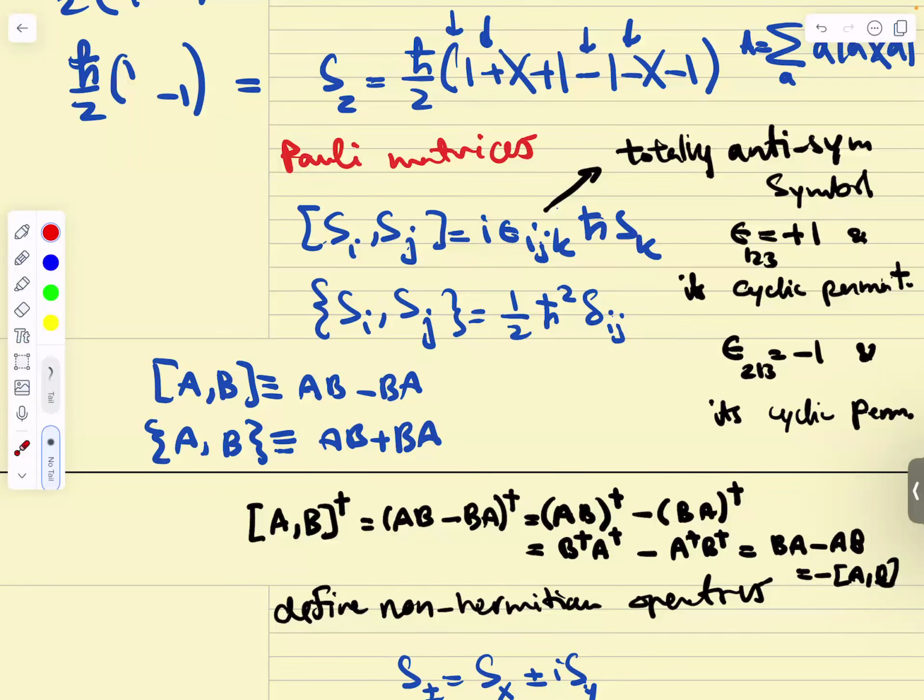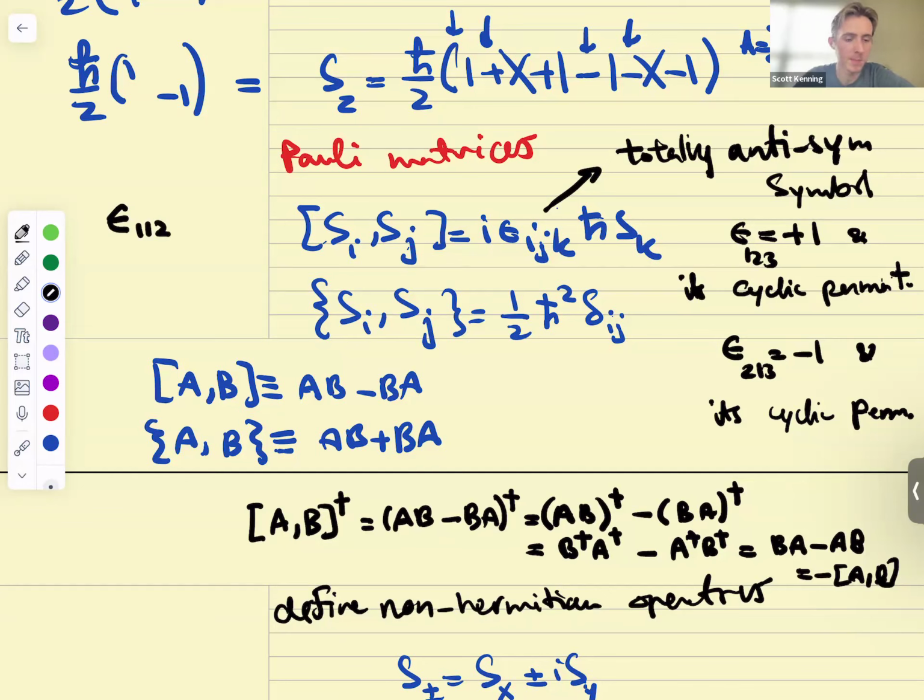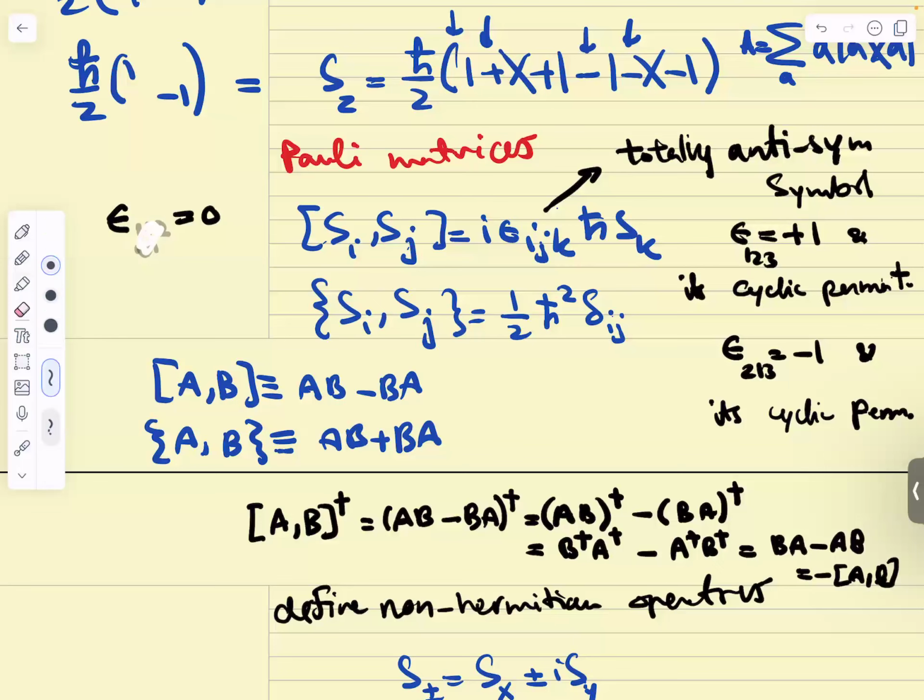Good? Are you guys familiar with the totally anti-symmetric tensor? So first question, what is epsilon 1, 1, 2? 0, right? Why? Because it has to be totally anti-symmetric. If I swap these two, it should become the negative of itself. But if you swap them, epsilon 1, 1, 2 remains epsilon 1, 1, 2. Therefore, it has to be 0. Now, what is 3, 1, 2?